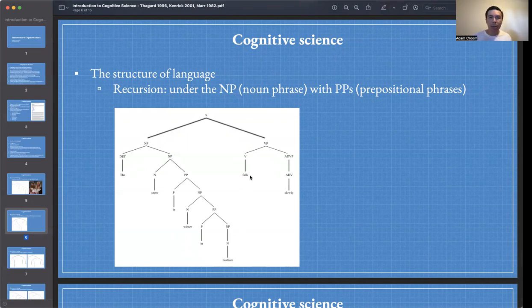But we know that that's not the case. When I say the snow in winter in Gotham falls slowly, and I ask you what's falling slowly, your answer is not going to be Gotham. It's going to be the snow. It's the snow that's falling slowly, or the snow in winter in Gotham that's falling slowly, not Gotham that's falling slowly. So again, this is to point out the importance of structure, not linear order, for language processing. Again, we know that it's this whole unit that falls slowly, not just this individual item.